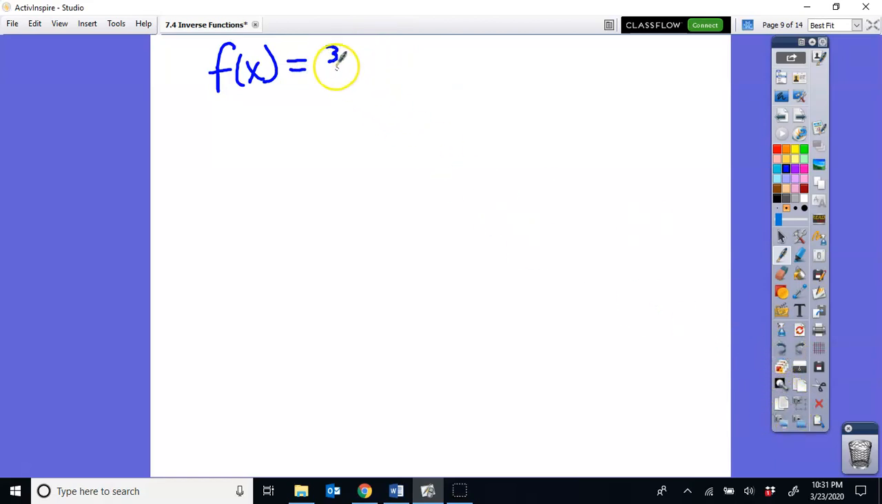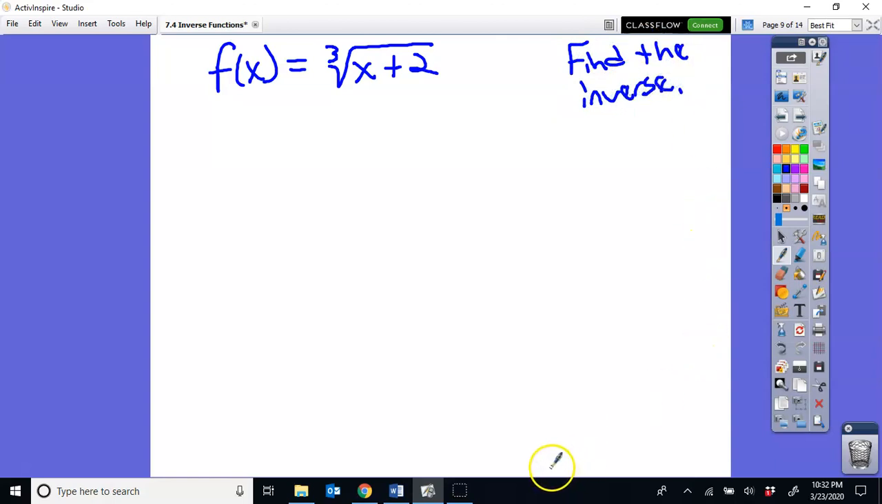I'll say here the cube root of x plus 2. And so then I want you to find the inverse. Pause the video here and you can go through and actually try it first before I go through the answer.